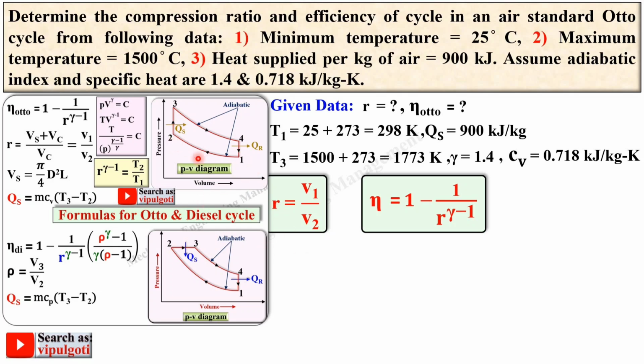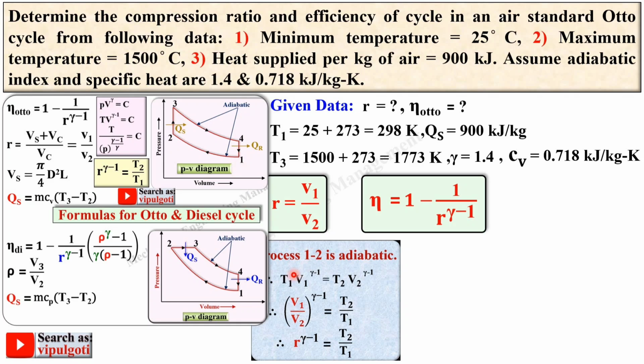You know that 1-2 is actually the adiabatic process, and for that you can use this equation. This is the adiabatic equation which represents the relation between the temperature and volume. From this equation I can find the compression ratio r. But for that you should have T2 and T1 both. Now see, T1 is given to you, but unfortunately T2 is not given to you. So the question is about T2, and first I need to find this T2.